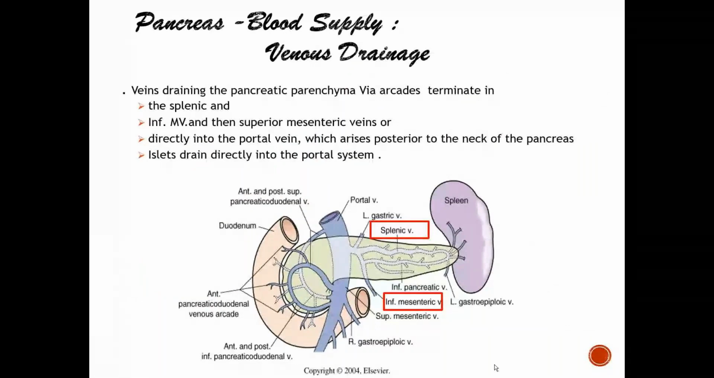Coming to the blood supply, the venous drainage is mainly by the splenic vein and the inferior mesenteric vein. They open into the superior mesenteric vein, and together they form what is known as the portal vein. As I said earlier, the islet always drains into the portal vein directly. So you have the main venous outflow through the splenic and the inferior mesenteric, together forming the superior mesenteric, and then ultimately into the portal system.